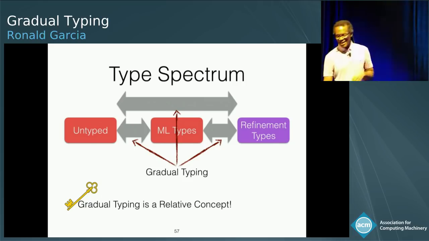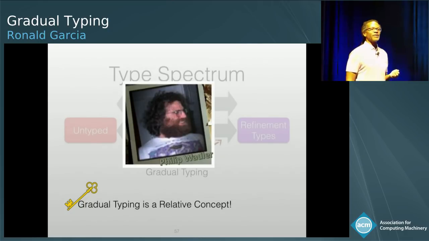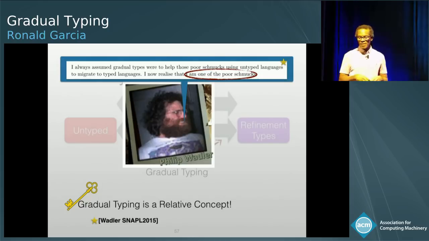I think it was best said by a well-known non-serial killer in our community who made the observation that, I always assumed gradual types were to help those poor schmucks using untyped languages to migrate to typed languages. I now realize that I am one of the poor schmucks.